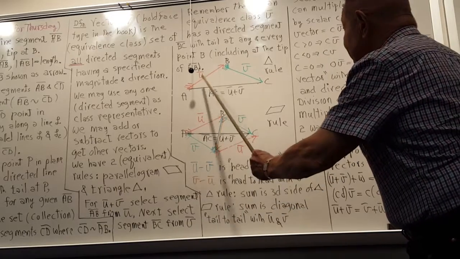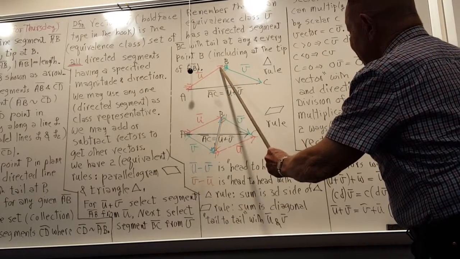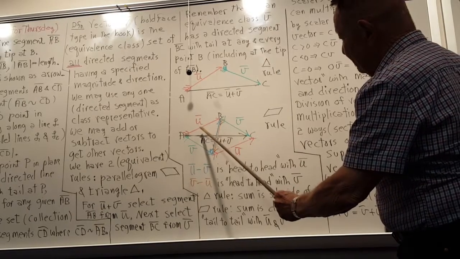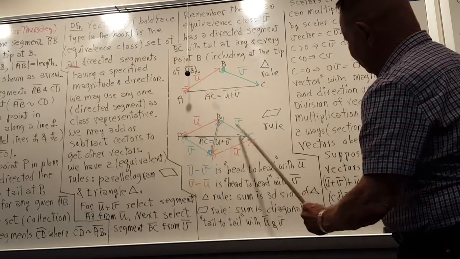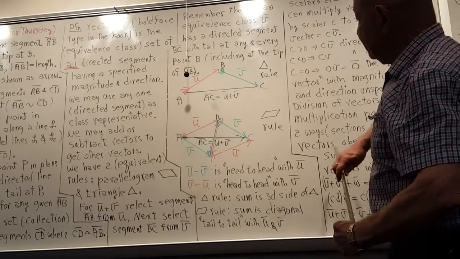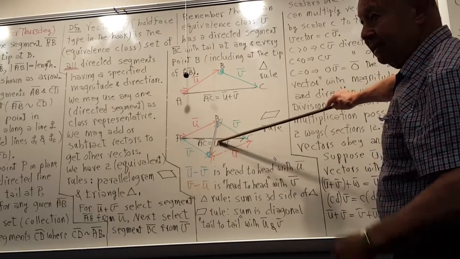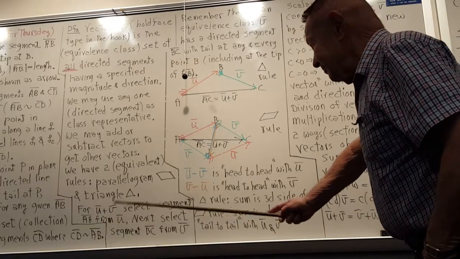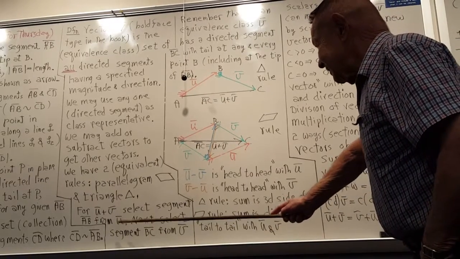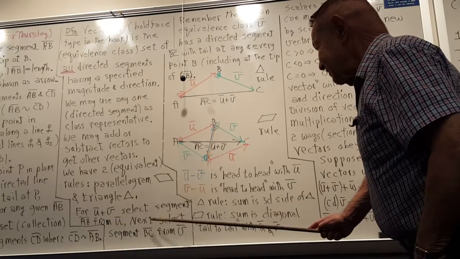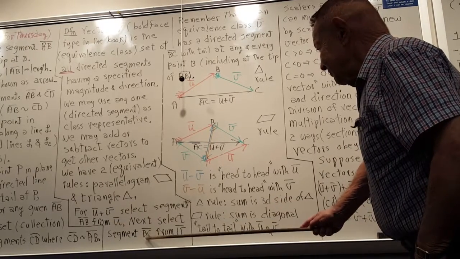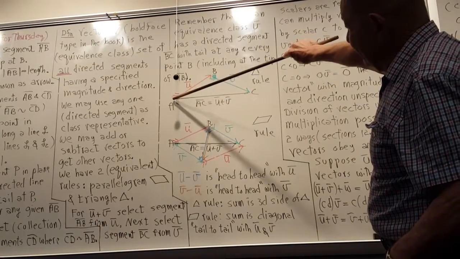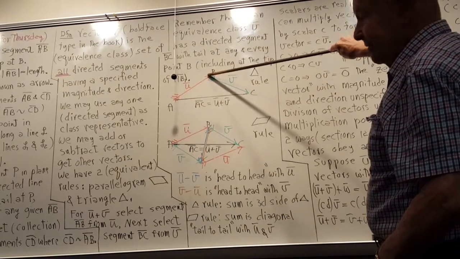And so that would be in my picture. Here's the triangle rule picture, and here I'm doing the same addition problem with the parallelogram rule. So I'm doing the same thing twice here to show that you can do it either way. So I select U. Then I select segment BC. So U, the segment from U that I selected is AB.